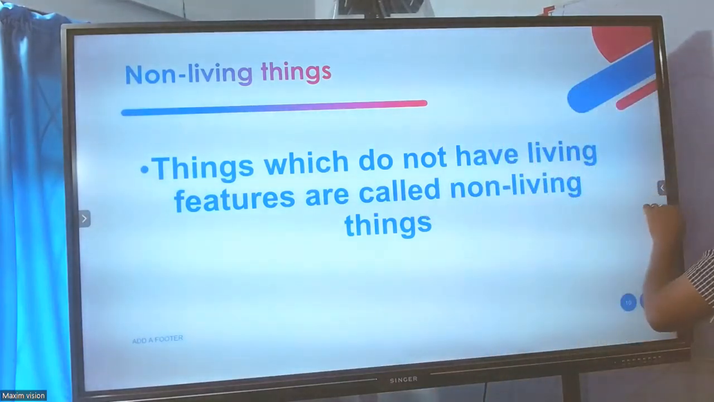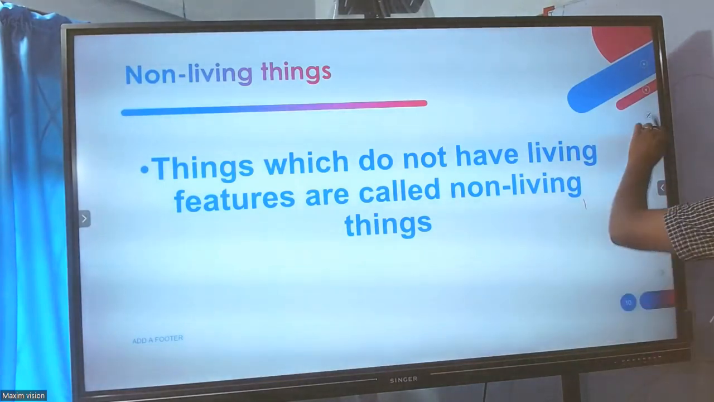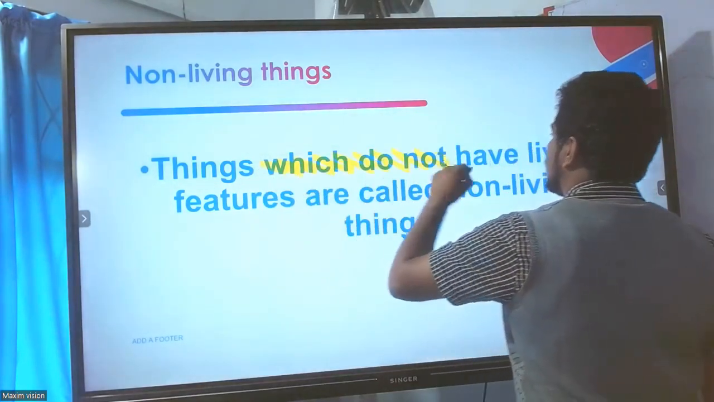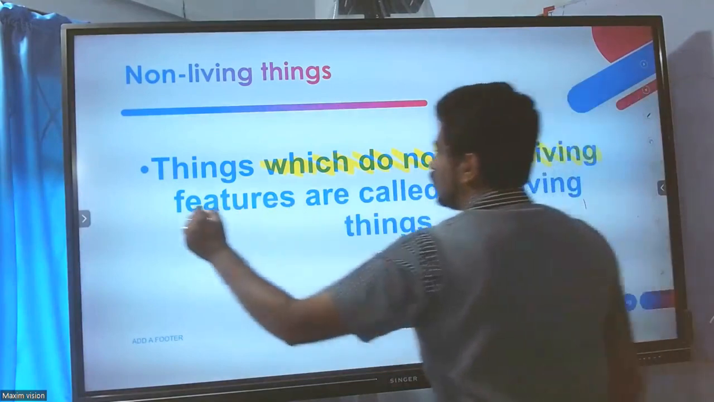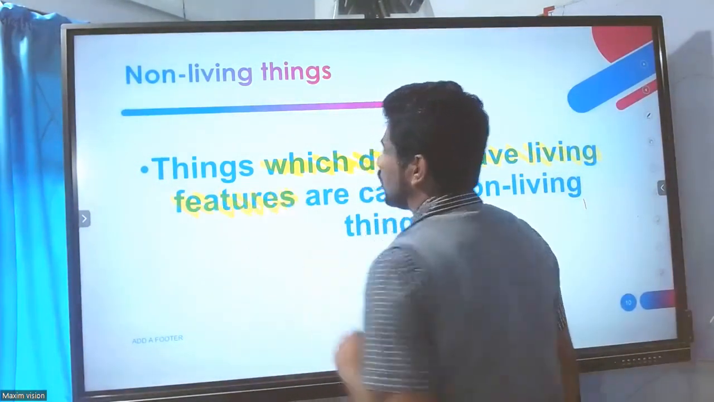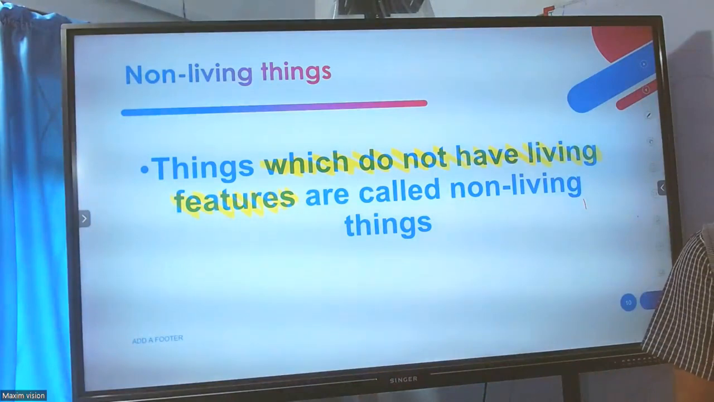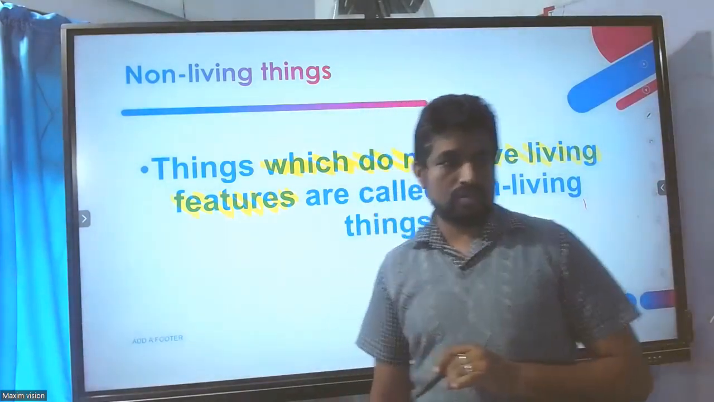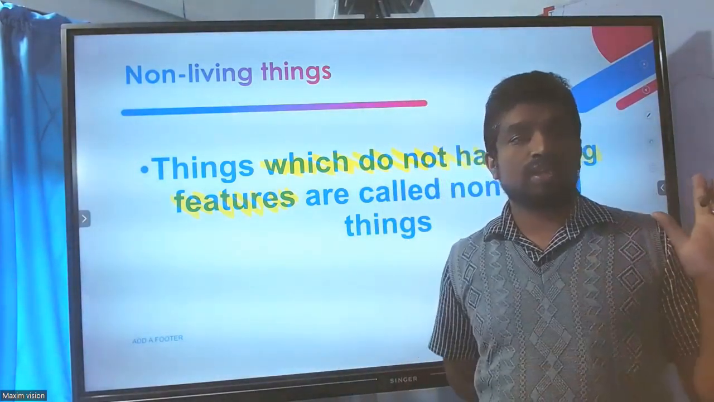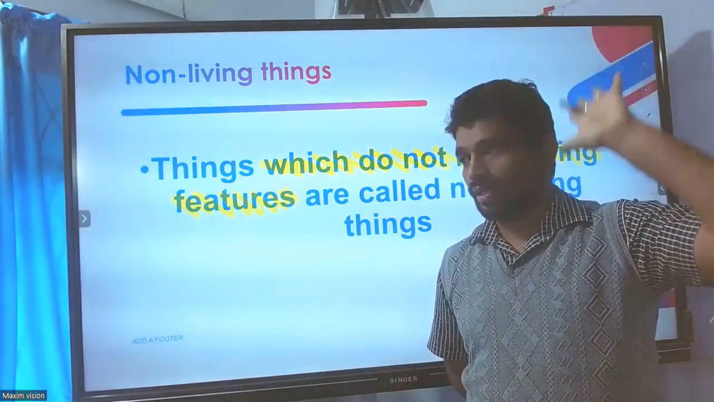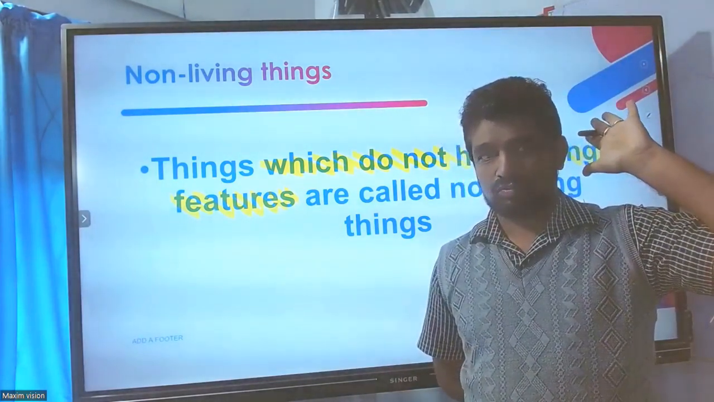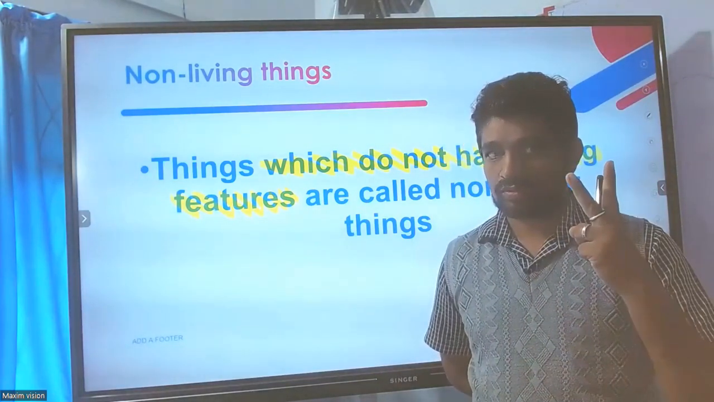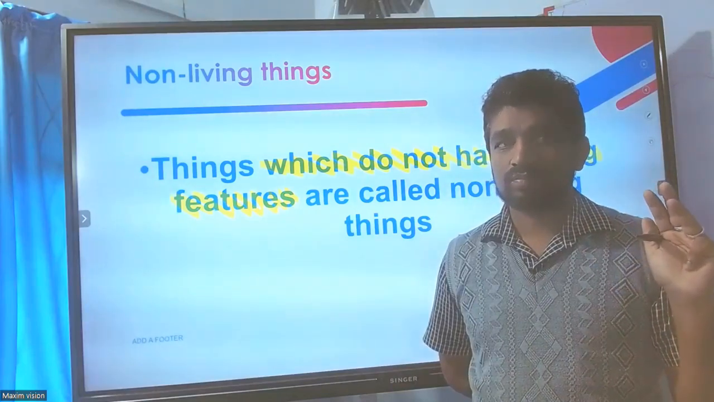So let's highlight that one. What do we have to highlight here? Which do not have living features. Which do not have living features, we call them what? Non-living things. Right, now can you tell me two non-living things? Raise your hands. Pen. Okay. Eraser.